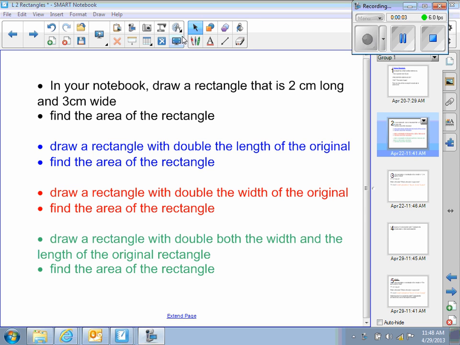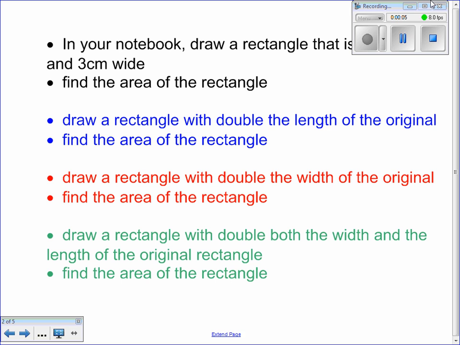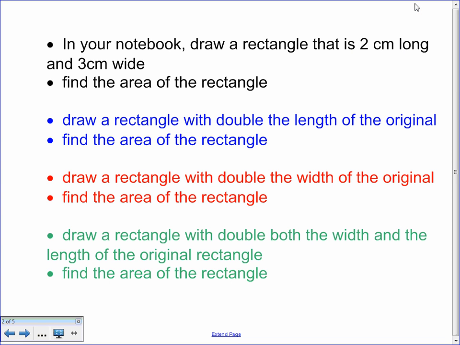In lesson 2 of unit 9, perimeter, area, and volume, we're going to look at exploring rectangles. What I mean by exploring rectangles is we're going to compare their perimeter and area when we manipulate or change one of our dimensions, either our length or our width. To begin with, I'd like you to draw a rectangle in your notebook that is 2 centimeters long and 3 centimeters wide. You can pause the video to do that.